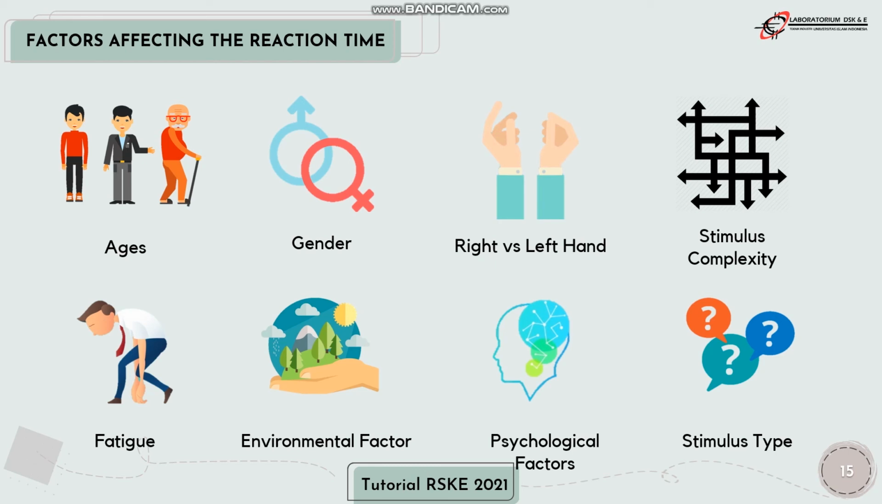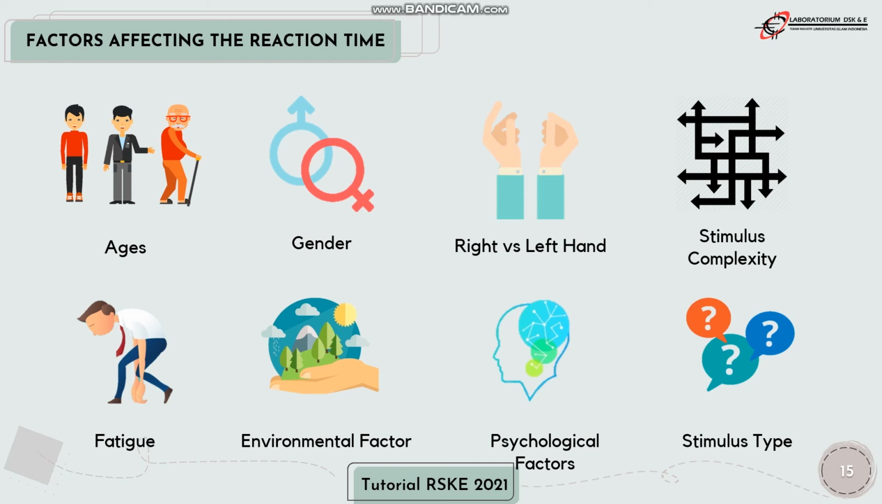And second is gender. In a study that examined the reaction time of limb movement between men and women, it was found that women react more slowly than men.